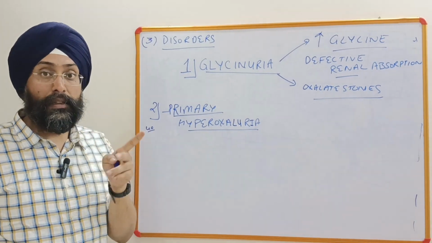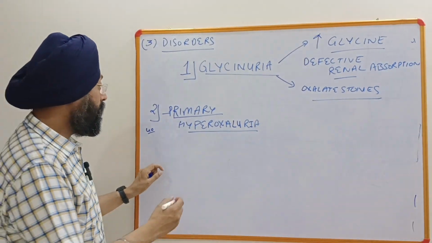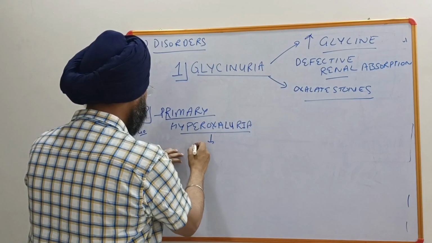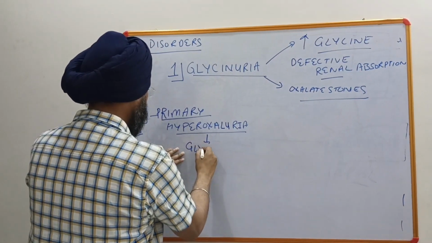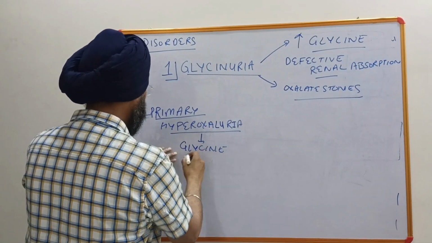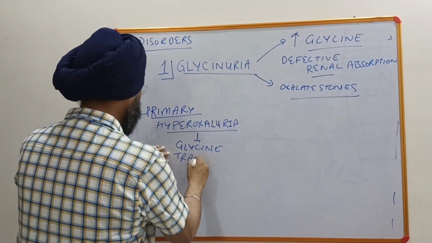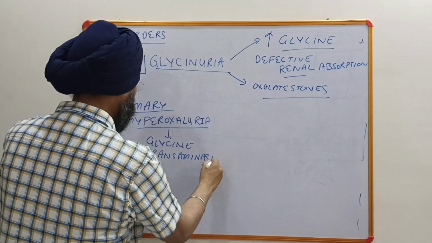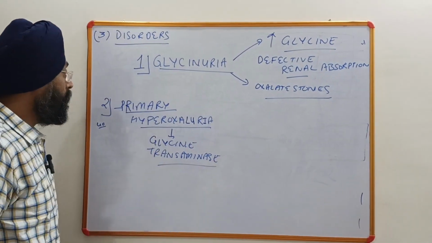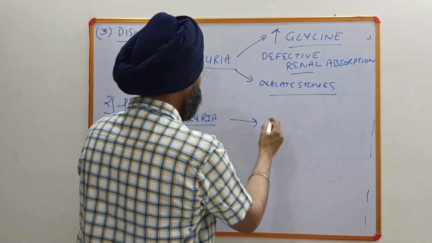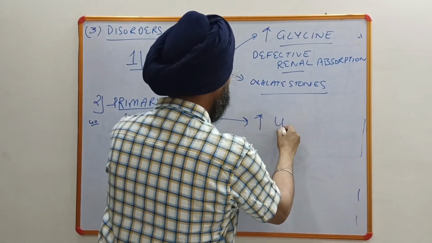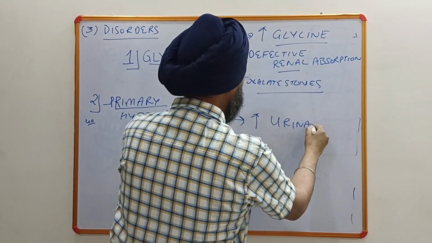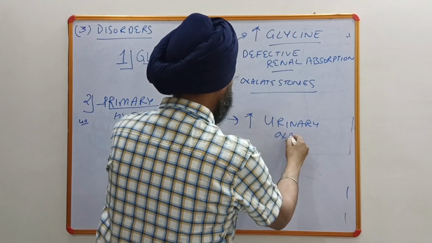The second disorder is primary hyperoxaluria. We discussed that the transamination reaction is blocked, so the defective enzyme is glycine transaminase. So there will be an increase in the level of urinary oxalate.